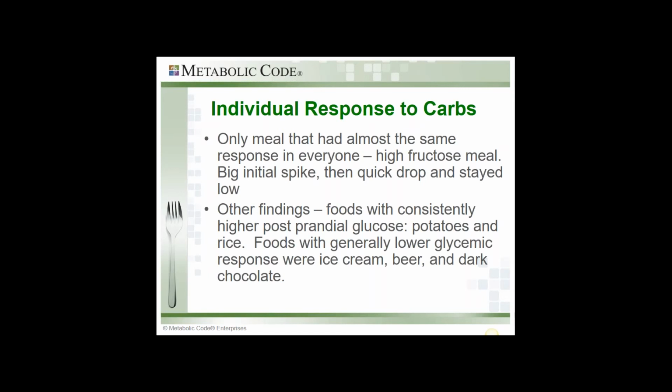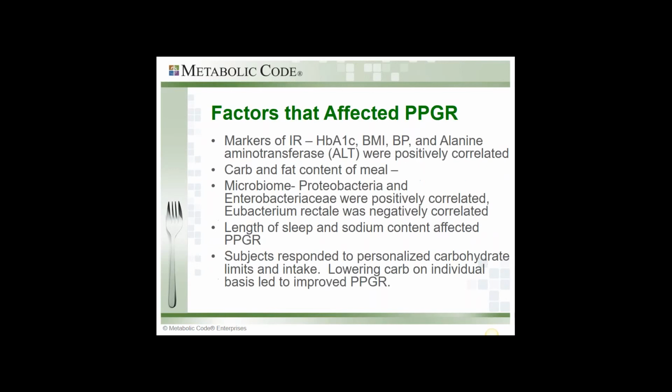Beer had lower glycemic response, and also dark chocolate. Those were other things that were, again, consistent with other studies. So what they were looking at, that PPGR, stands for postprandial glucose response. When they looked at all the responses of these 800 people, what were the factors that tended to be correlated with higher glycemic response after meals?